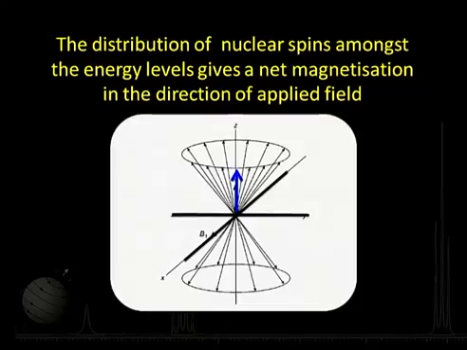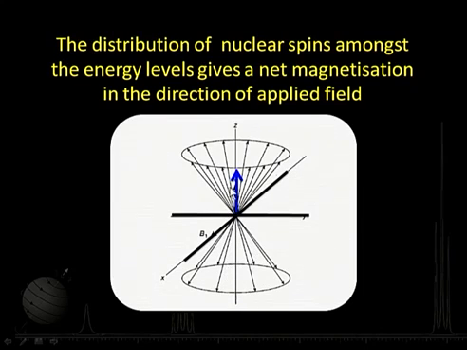That means I have taken a sample and put it into a magnetic field. When I put it into a magnetic field, different nuclear spins distribute themselves amongst the energy levels according to the Boltzmann distribution, as we just discussed. As a consequence, there will be more spins aligned with the field, and fewer spins aligned against the field. It has been shown schematically over there.